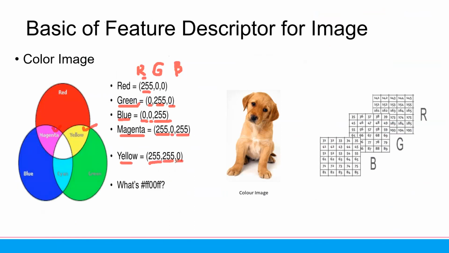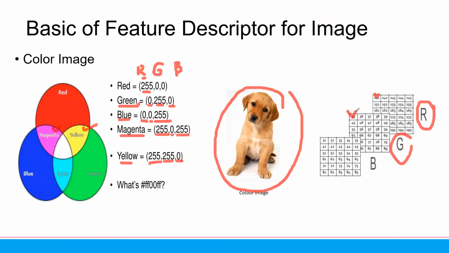So whenever we have a figure or image like this one, for example, then we can represent it with numbers. So what is the R? Maybe this one is 141. And what is the green? Okay, we have 35. And what is the blue? Okay, 31. So these numbers are representing the color of the image.